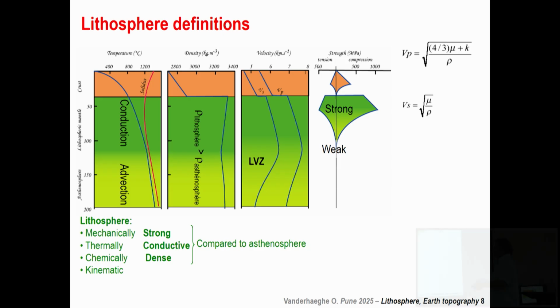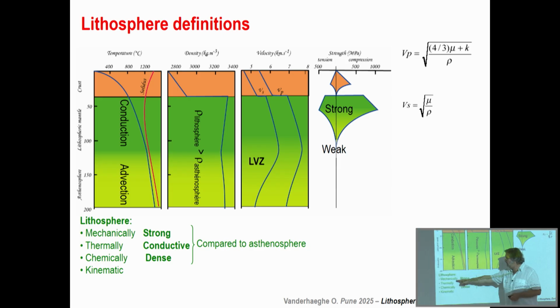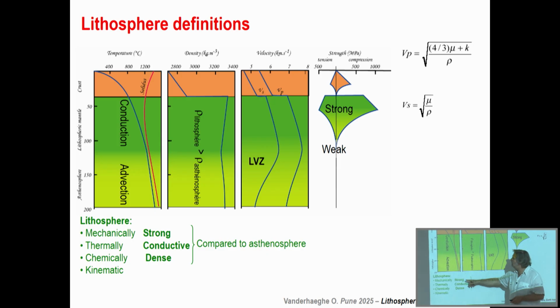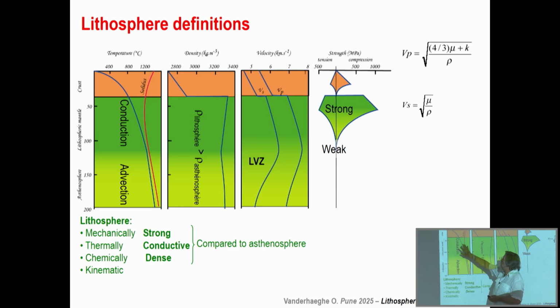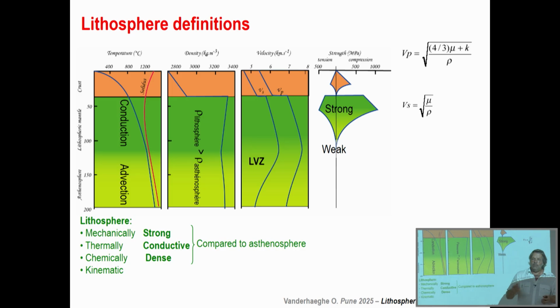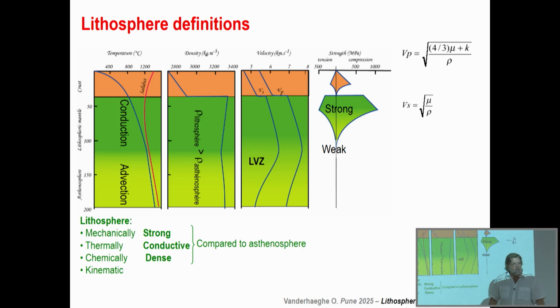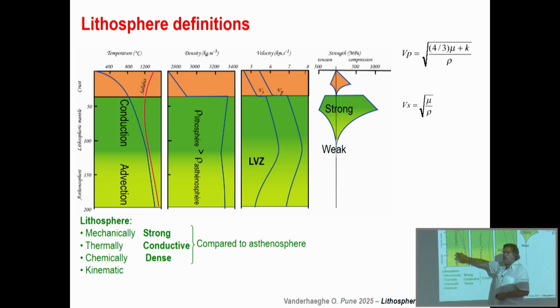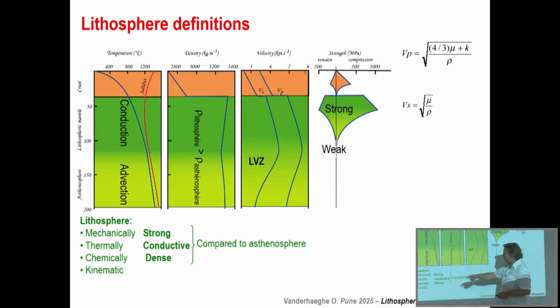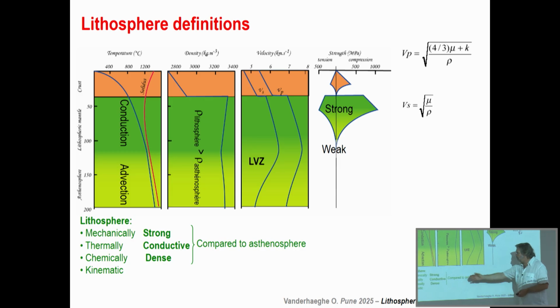So, in short, we have lithosphere, which is defined mechanically to be strong, thermally to be conductive. So when the rocks are strong, then it's not easy to deform. So heat is mainly transferred by conduction in these rocks. Whereas in the asthenosphere, that's the computation of Holmes that I showed earlier, it's possible that the mantle is in convection. So then heat is transferred by advection, not by conduction. So it's thermally conductive, chemically dense, and it's also kinematically identified compared to the asthenosphere.